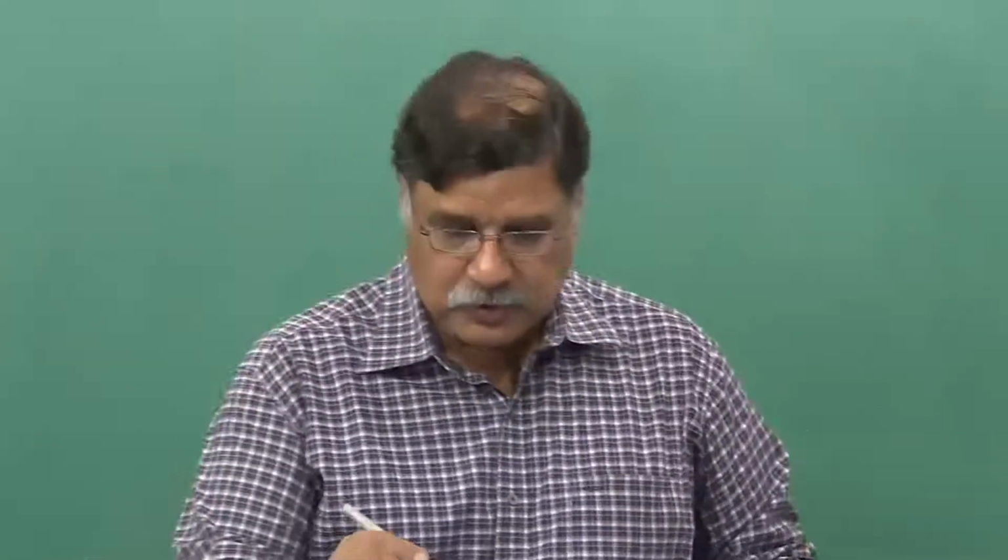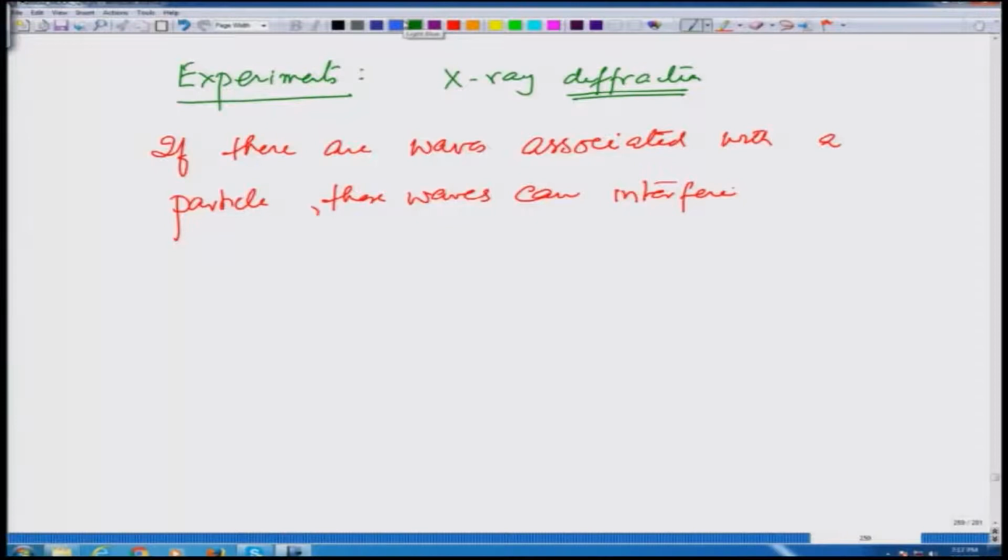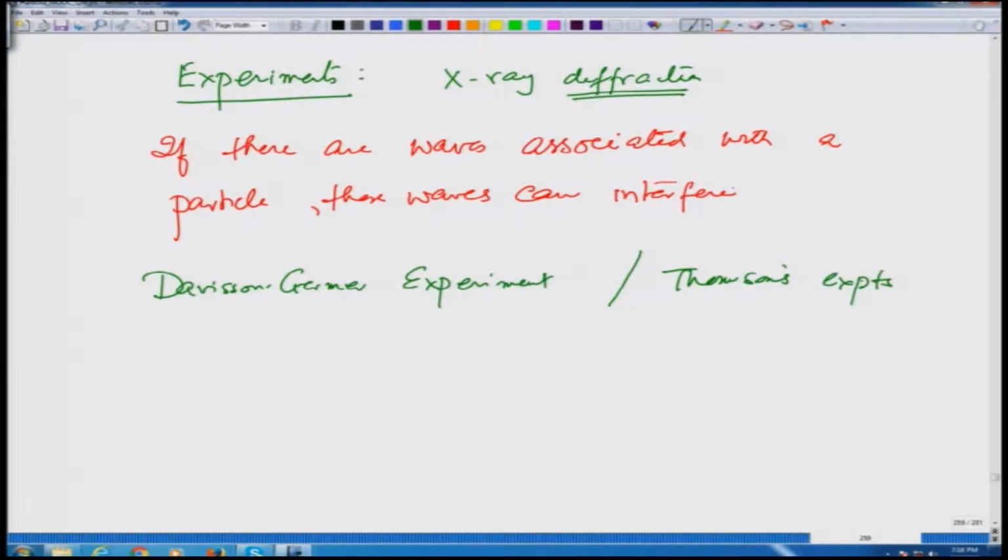then we prove it. So, this was what is known as the Davisson-Germer experiment, and also Thomson's experiments. So, let me just tell you what happens in X-ray diffraction. I will just give you the Bragg formula for it.